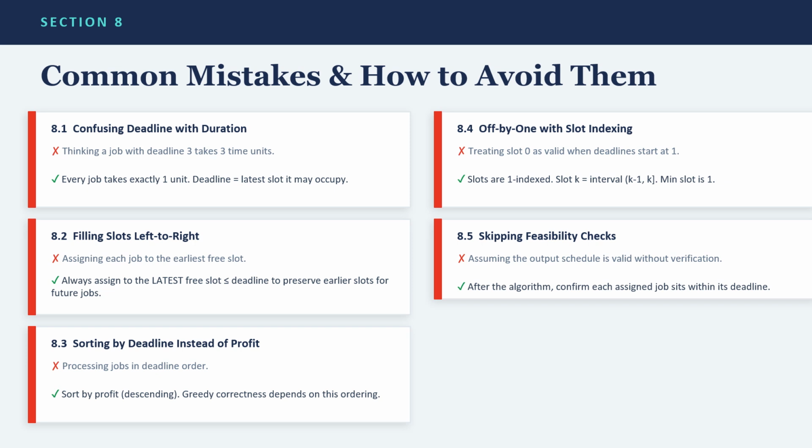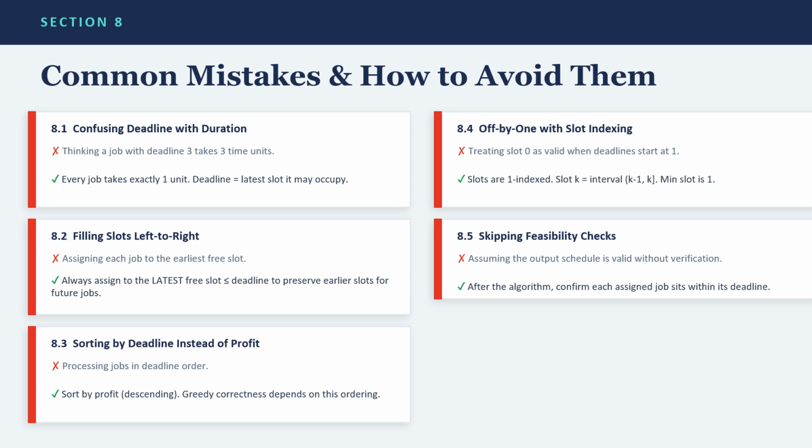Mistake 3. Sorting by deadline instead of profit. The greedy correctness proof depends entirely on processing jobs by profit, highest first. Sorting by deadline produces suboptimal results.